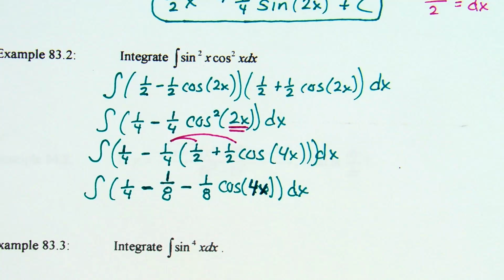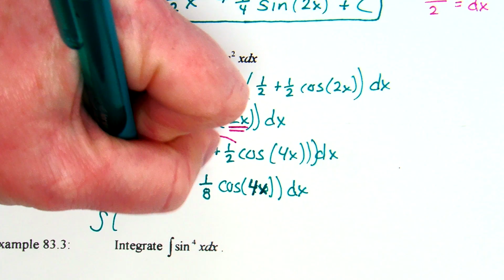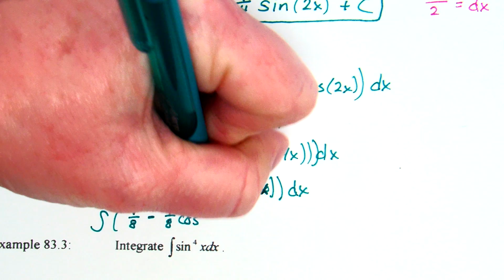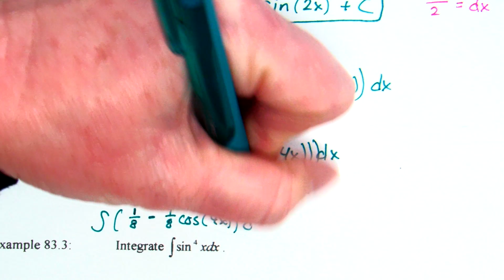You want one more step of cleanup before we integrate? What's the cleanup I can do still? How about just two individuals? What is 1/4 minus 1/8? 1/8. Nope. So 1/4 is equivalent to 2/8. 2/8 minus 1/8 is 1/8. So this is the integral of 1/8 minus 1/8 cosine 4x dx.